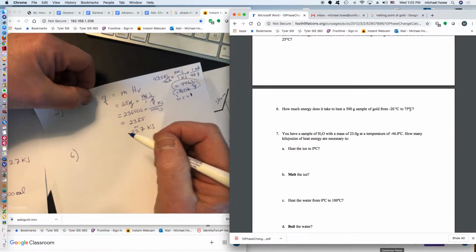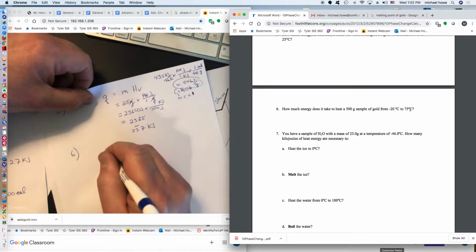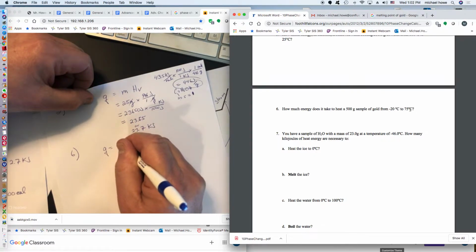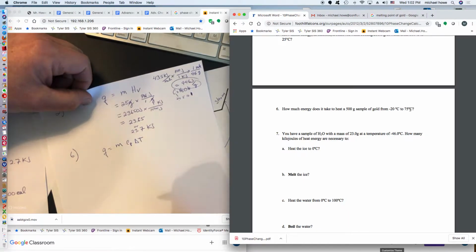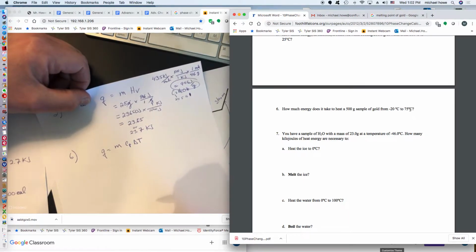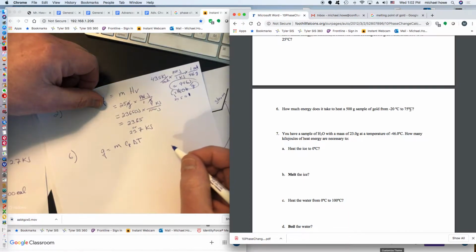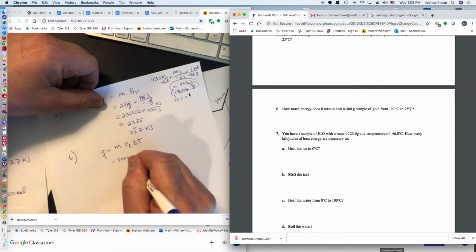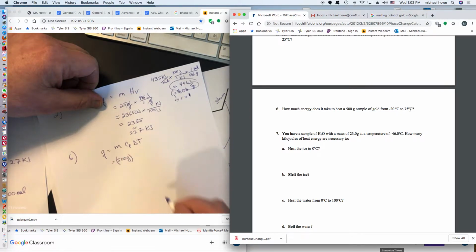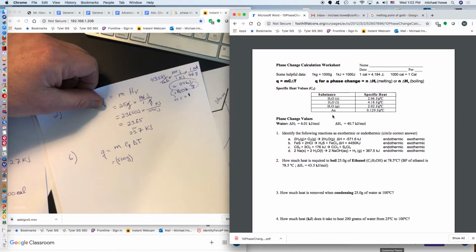So if it's a solid and its temperature is changing, we would use the Q equals mCp delta T formula, because we use this formula anytime the temperature is changing. So what is the mass of the gold? It's 500 grams. We know the specific heat capacity of gold because they gave it to us up here. I don't know if you noticed it or not, but right here it tells us.